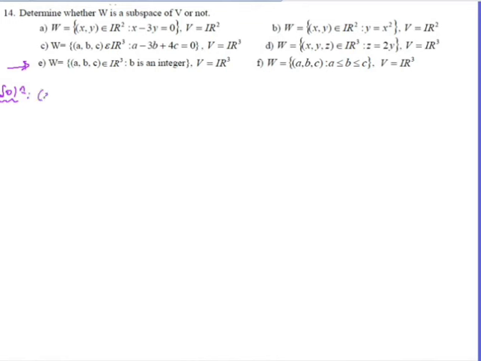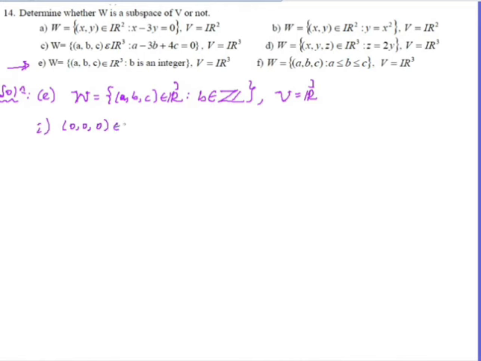What do we have in e? W in e is defined as the set of entries A B C where A and C are taken from real numbers, but B is an integer, B is given as an integer. We will see whether this is a subspace of R3 or not. The first: obviously since our vector space is R3, this is an element of V. Definitely the origin is also an element of w, it can be, because the B here is an integer. So the first property is satisfied, W is non empty.